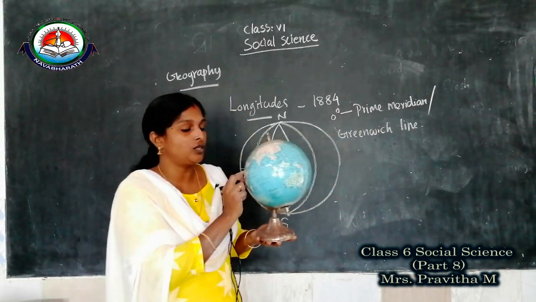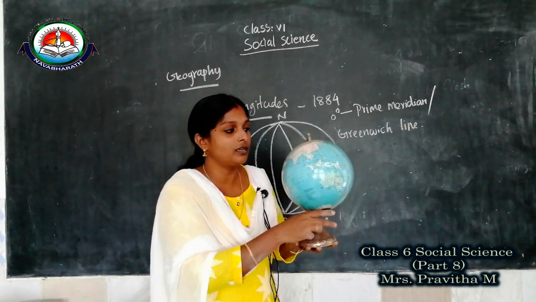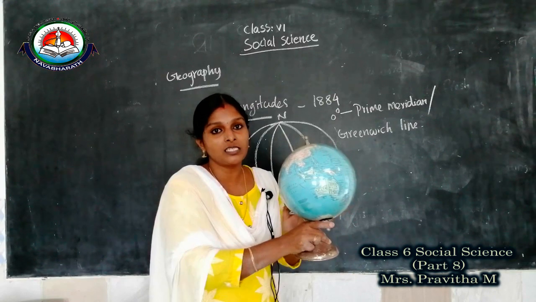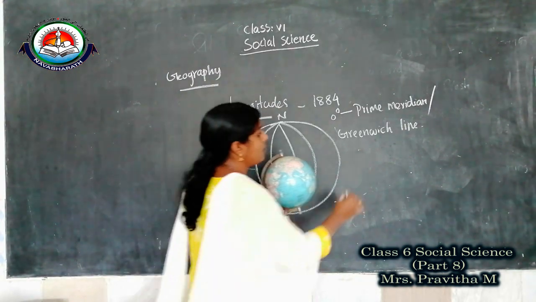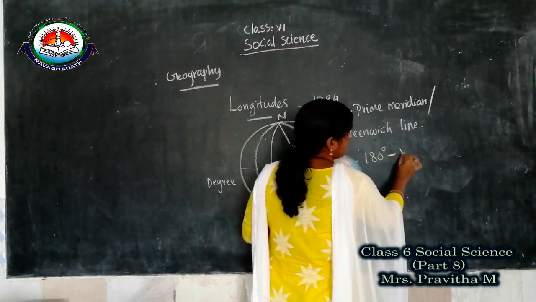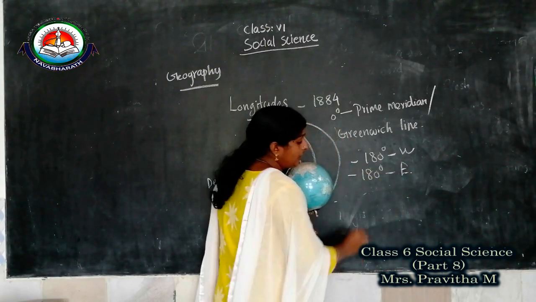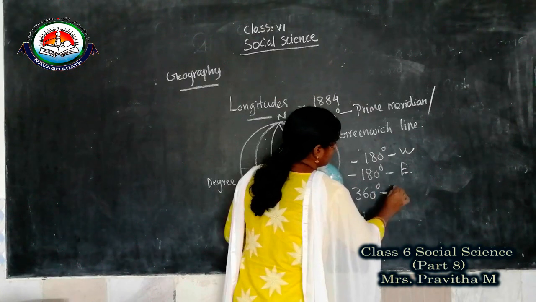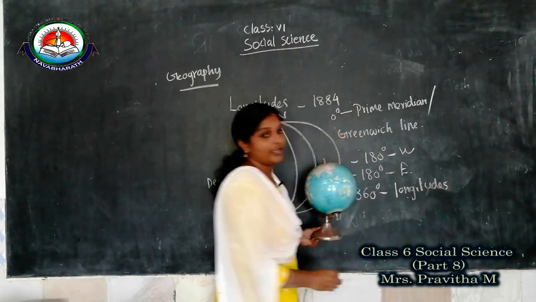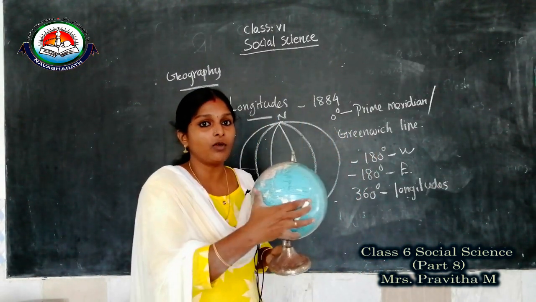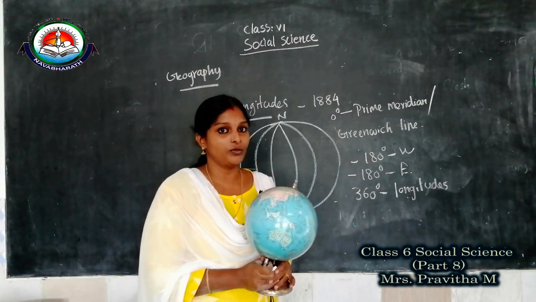So from 0 degree to 180 degrees west there will be one portion, and 0 degree to 180 degrees east will be another. So in total there are 360 degrees of longitudes. One side 180 degrees, another side 180 degrees, together 360 degrees of longitudes. I think you got it, children.